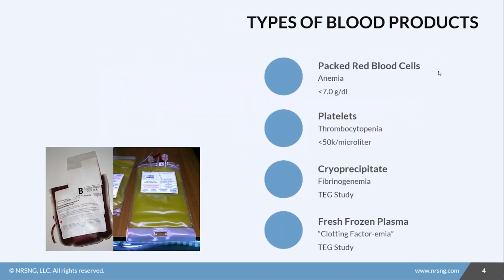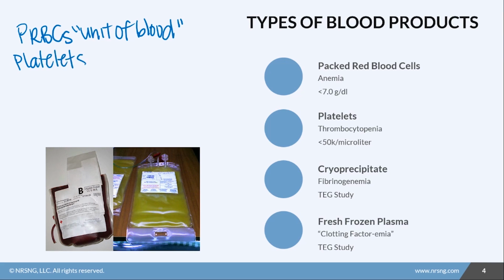So now we know a little bit about blood types. Now we need to talk about types of blood products. First, we're going to have PRBCs. So that's the packed red blood cells. This is what we call a unit of blood. This is the most common blood product that we give to patients. Second, there's platelets. So that is replacing a very specific clotting component. Then we have what we call cryo or cryoprecipitate, and that is replacing fibrinogen.